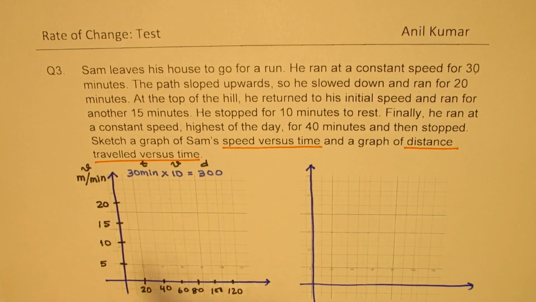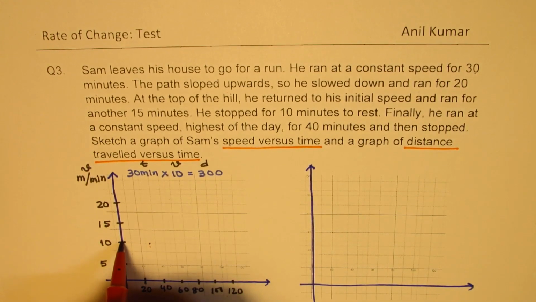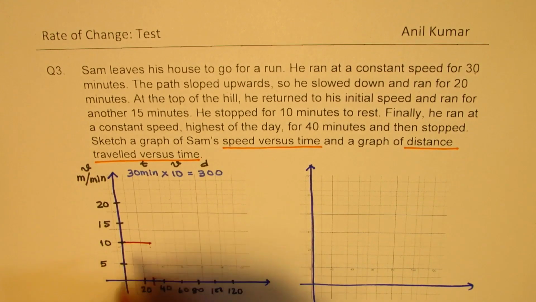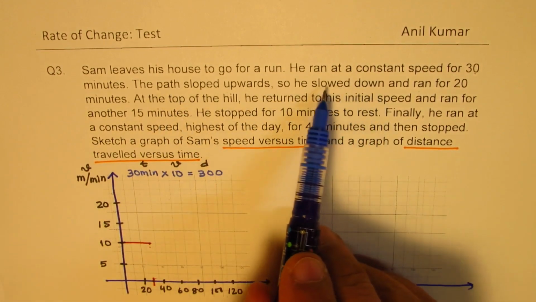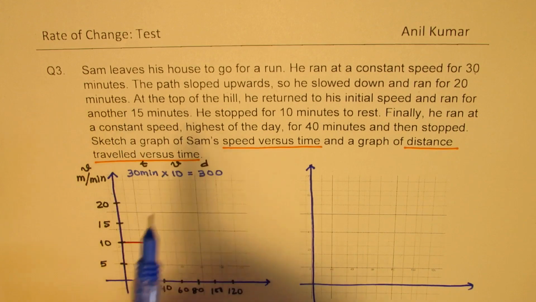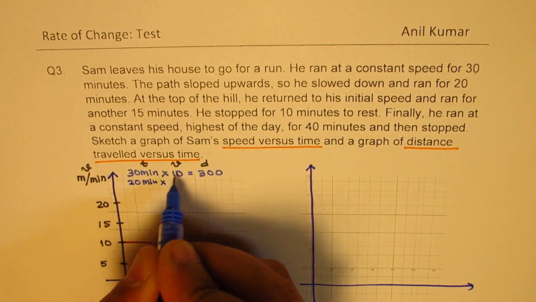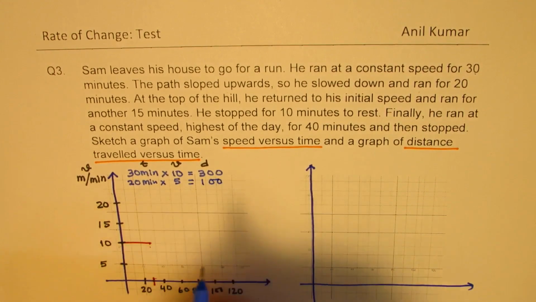So when I say in 30 minutes, he runs with a constant speed of 10, on the graph, it will be a horizontal line, right? So this is 30 for us, so it will be a horizontal line. That is the constant speed for 30 minutes. Correct? So this is at 30. Now the next point here is he slowed down and ran for 20 minutes. So 20 minutes, speed will decrease to 5, and when I multiply, I get 100.